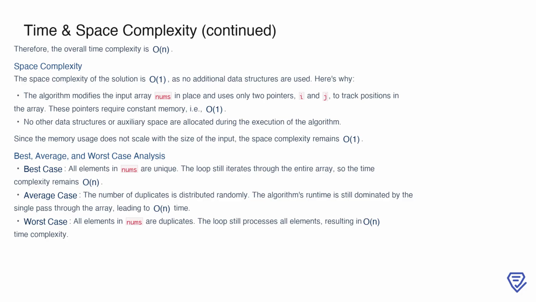Next, if we analyze the best, average, and worst case scenarios, the time complexity remains the same in all cases because the algorithm always iterates through the entire array. In the best case, where all elements in nums are unique, the loop still performs n minus 1 iterations. In the average case, where duplicates are distributed randomly, the runtime is still determined by the single pass through the array, making it O(n). Even in the worst case, where all elements in nums are duplicates, the loop still processes every element, resulting in the same O(n) time complexity. In summary, the algorithm is efficient across all scenarios, with linear time complexity and constant space complexity.